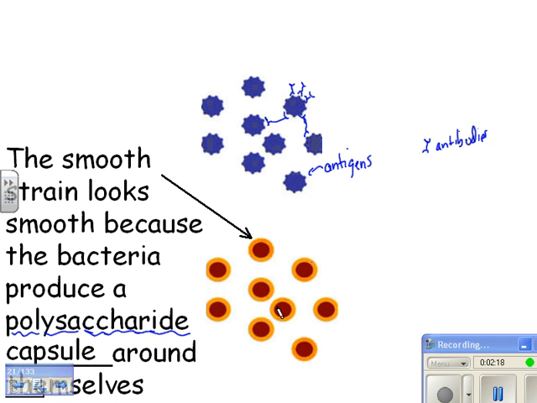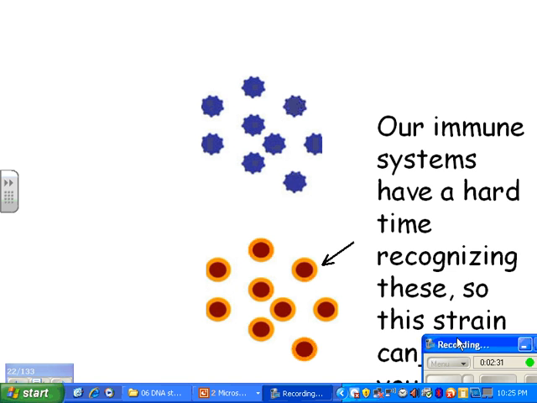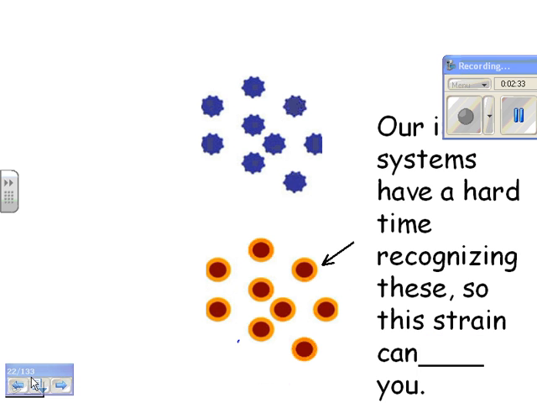So these bacteria grow and grow and grow. They reproduce, remember, by binary fission, and your body really can't do much to protect itself. So our immune systems have a hard time recognizing these. So this strain can kill you. Bad.